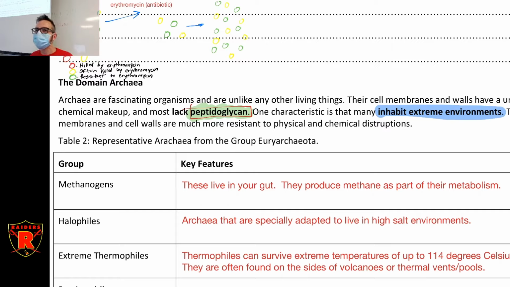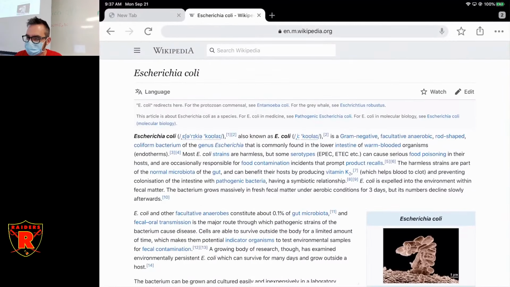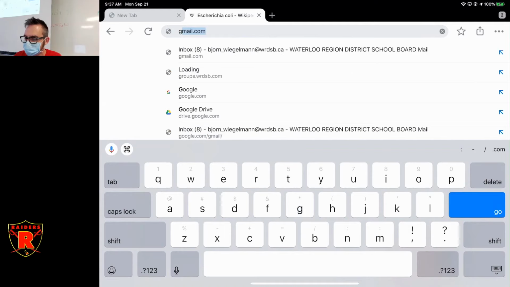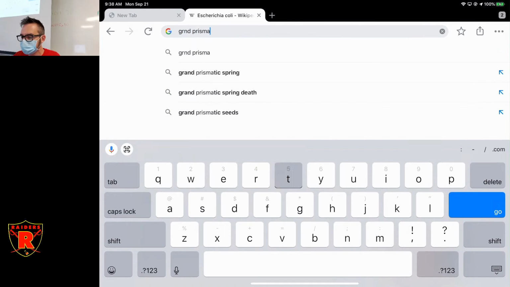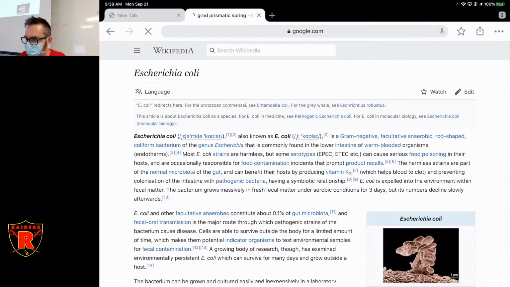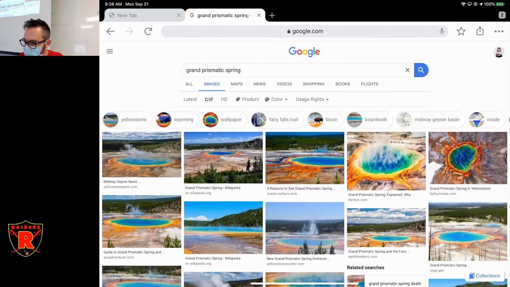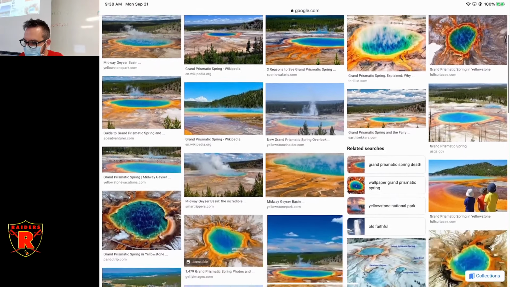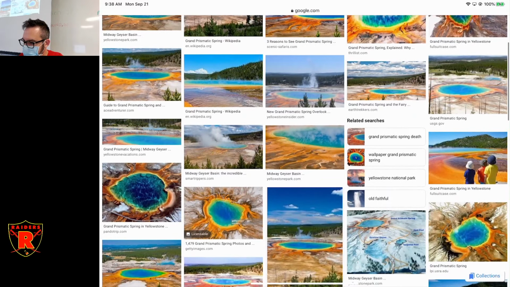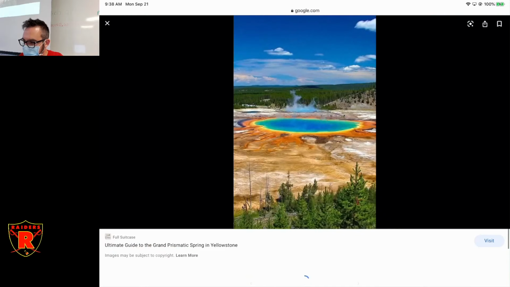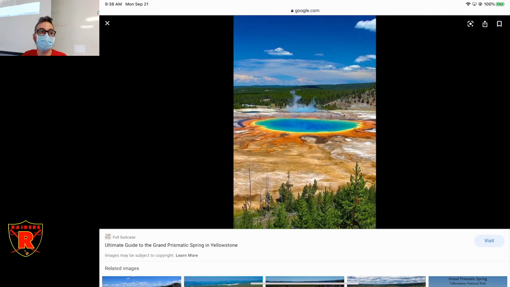Anybody been to Yellowstone National Park in the United States? No. I've been to Yellowstone, eh? Yellowstone has a whole bunch of thermal vents in it. This is one of them. It's very pretty. Looks like that. So that's a thermal vent.